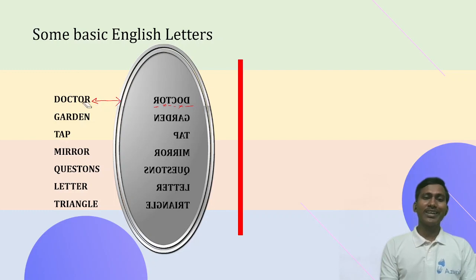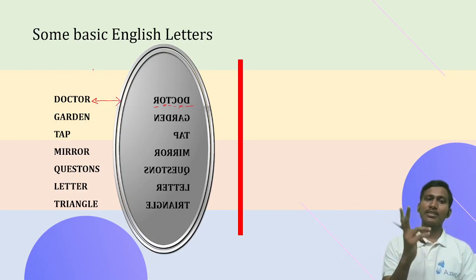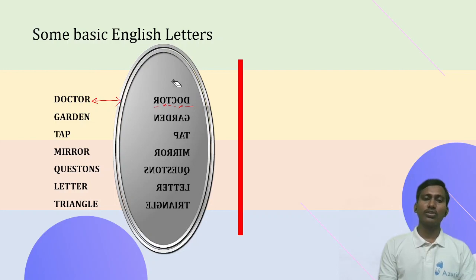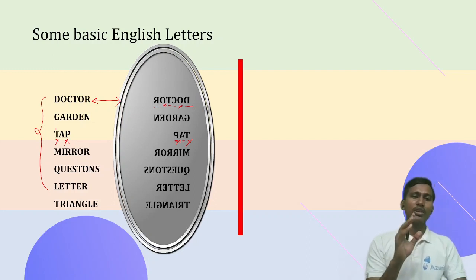So here R will be flipped. If you flip, R will be like this, and then O, then T, then C, then O, then D. So this is the mirror image of doctor. There are some more words given: garden, tap. So first P will come, and then after that A, and then T. Got it? So this is how the mirror image of these words will look like.